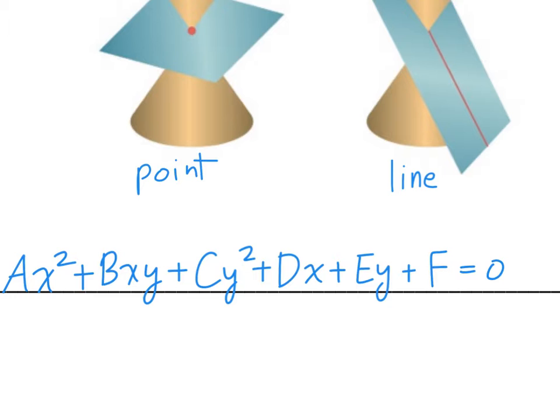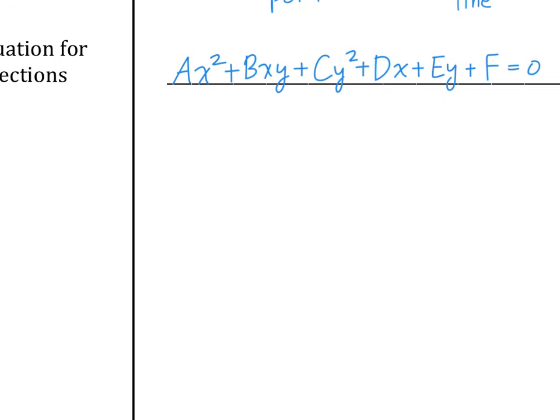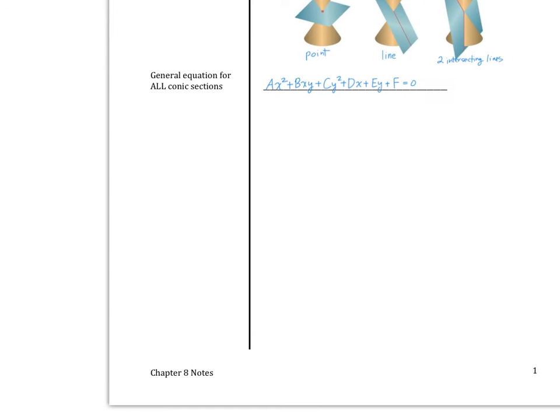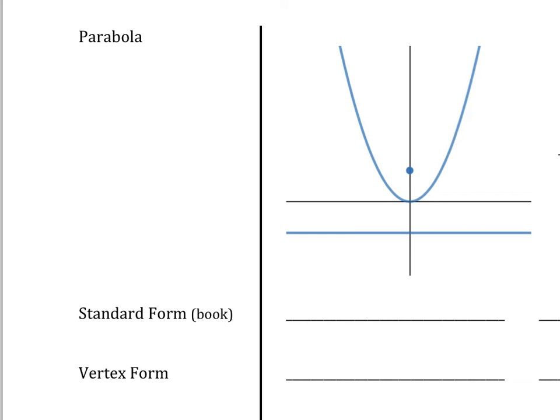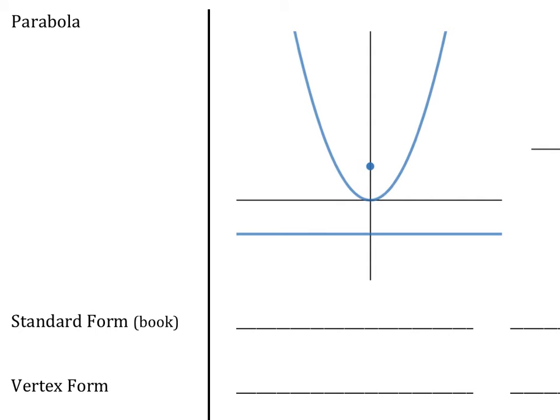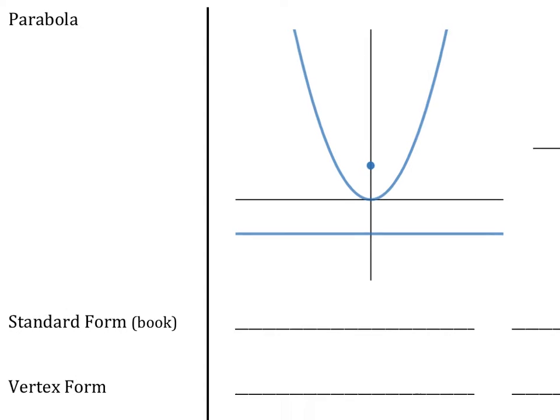Okay, so kind of look at the pattern. It goes A to F, and which letter goes with which position. We're going to spend a lot more time on it later, but just know that this is kind of the general equation. Today we're only going to talk about the parabola, so let's do that. Okay, parabola. We have two kinds. One that goes up and down, the other one goes left and right.